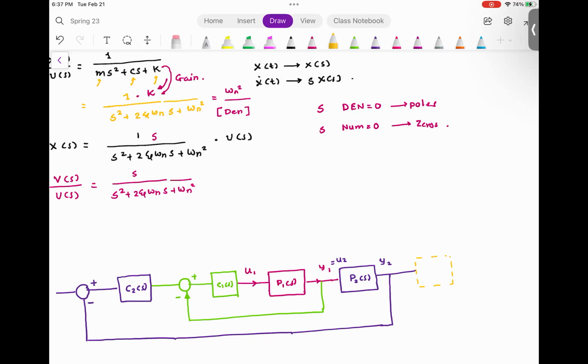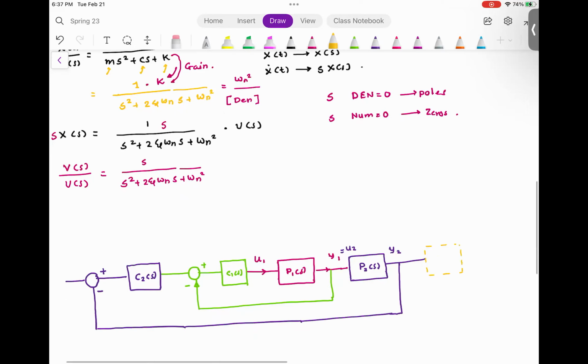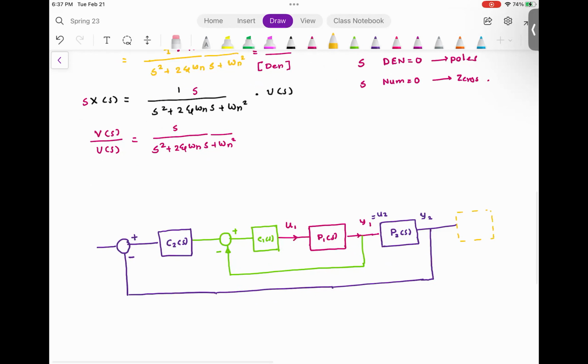Now, let's understand the practical limitations when we are implementing something like this on an aircraft control surface. So this is the controller or the compensator.